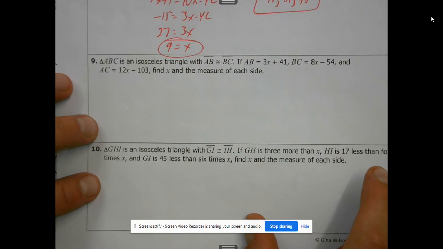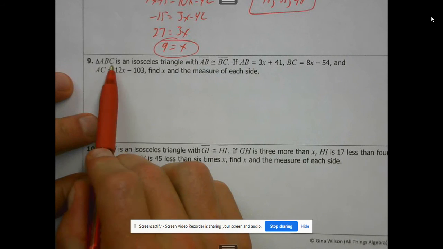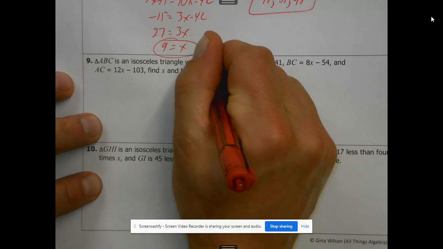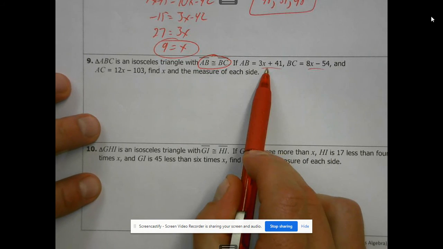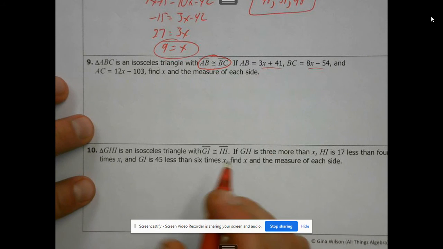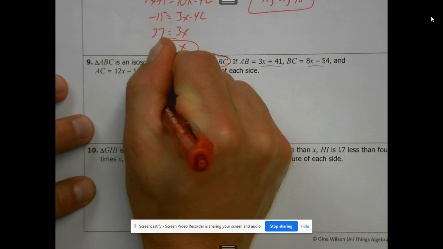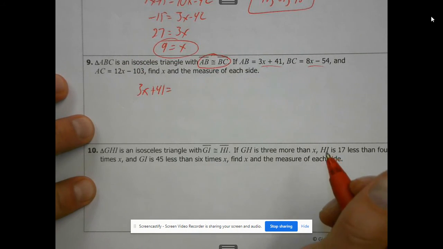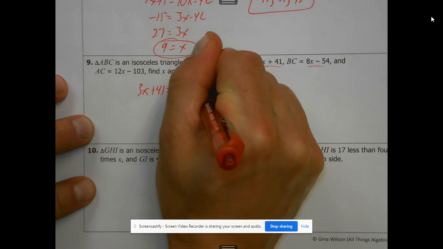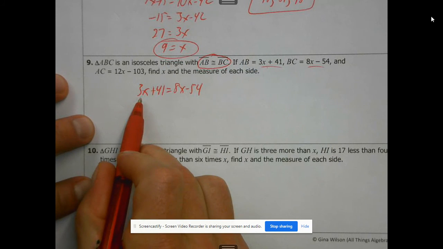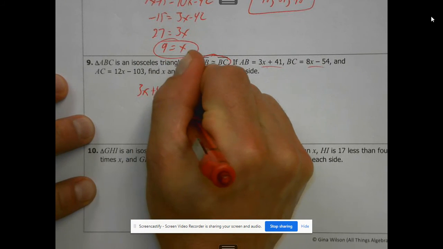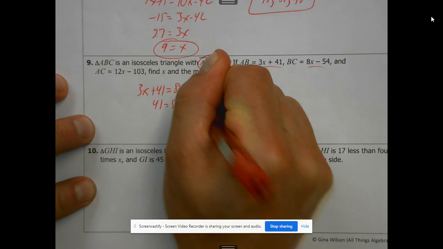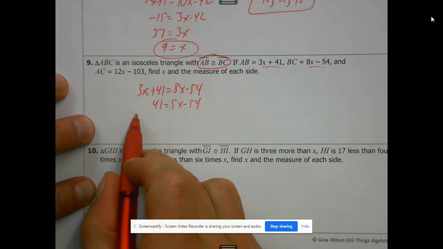Number 9, ABC is isosceles with these 2 pieces congruent, AB and BC. So set these guys equal to each other, solve for x, plug it back in. 3x plus 41 is 8x minus 54. Subtract 3x to the right. Add 54 to the left. That gives me 95.